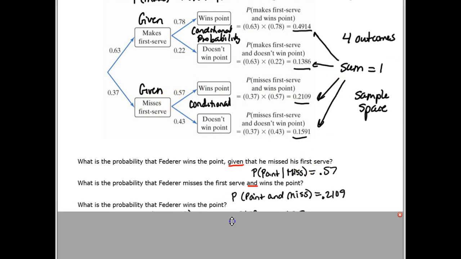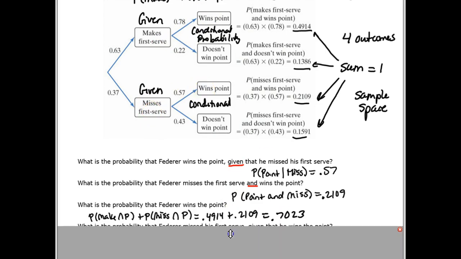Third question, what is the probability that Federer wins the point? Well, there's 2 different situations in which he wins the point. He makes the first serve and wins the point, or he misses the first serve and wins the point. So what we're saying here is the probability that he makes and wins the point, or that he misses and wins the point. When you say or, we add, and we add together those two probabilities here, and that gives us 0.7023.